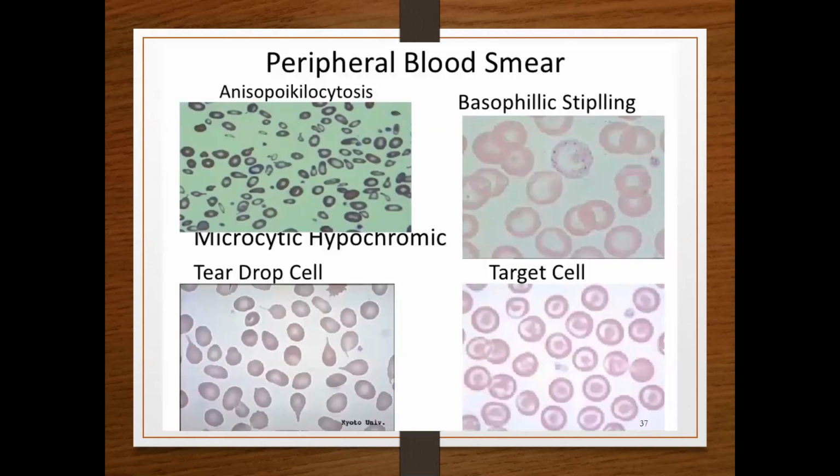This is a peripheral blood smear showing anisopoikilocytosis, change in size and shape of RBC, basophilic stippling, fine blue dots in the RBC, teardrop cells, and target cells. All these findings can be seen in a blood smear of a patient with beta thalassemia major.